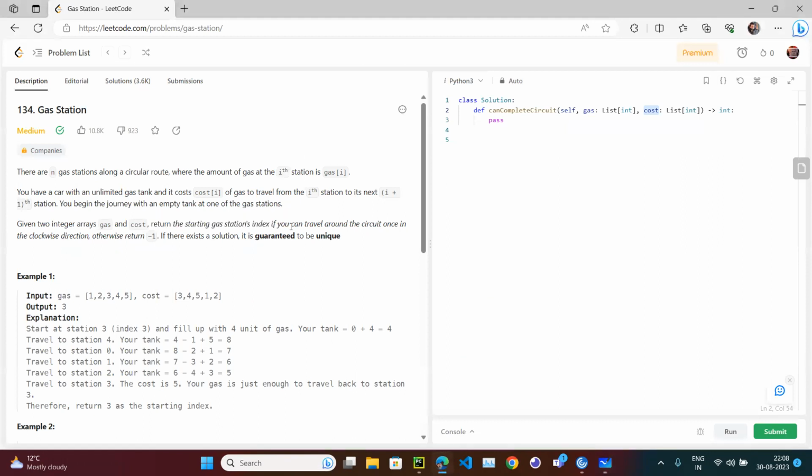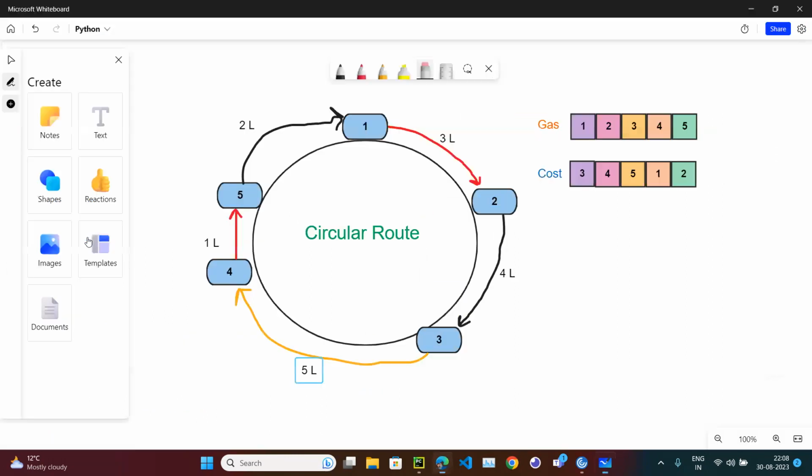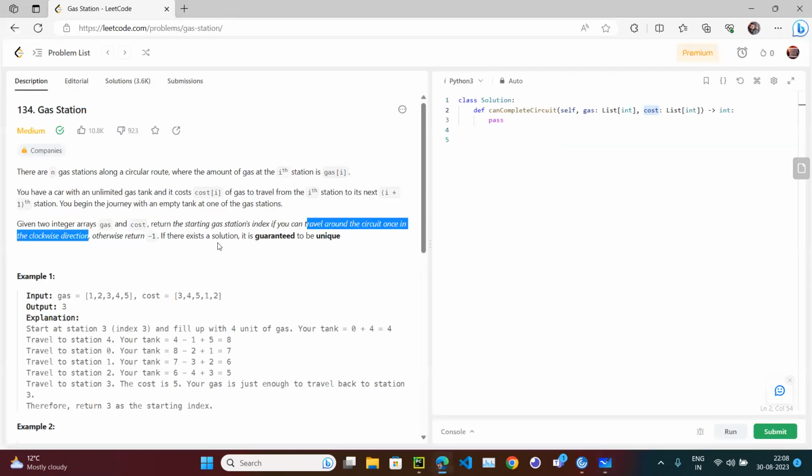So that you can travel around the circuit route once in a clockwise direction. They said you have to choose the station such that if you start from that station, you will reach the same station. Basically, you should complete one whole circular route. So you need to find that starting point. If you are unable to find that starting point, you need to return -1. Okay, so I believe the question is clear.